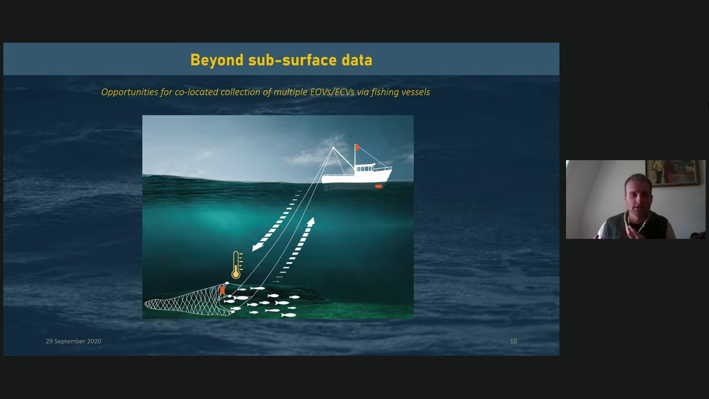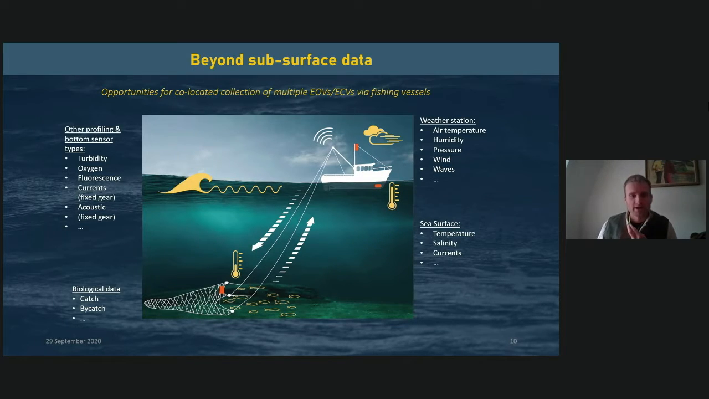We've been discussing the subsurface data collection, as this first illustration showed. However, the data collection opportunities on fishing vessels aren't just limited to subsurface. There's a wide range of data collection opportunities, both by adding new sensors to fishing vessels, as well as using already existing sensors on fishing vessels to collect not only essential ocean variables, but essential climate variables, with sea surface data, as well as atmospheric data and weather data.